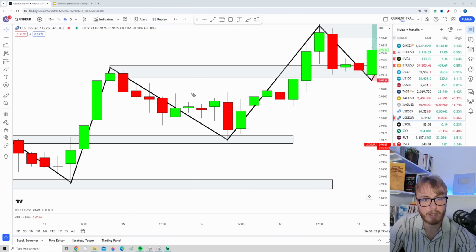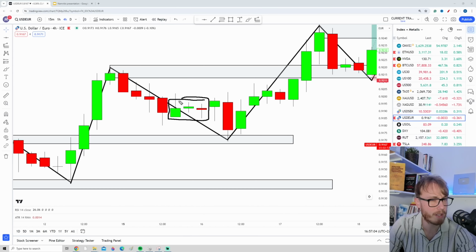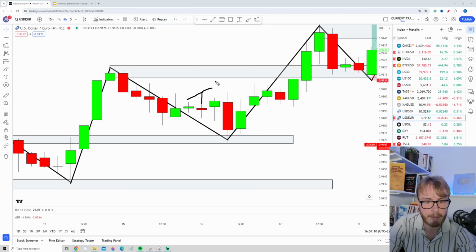But remember here, in order to have a valid hammer, we want the move before the hammer to be a downwards move. And in this case, we can actually see that the candles before the hammer were pretty much just going sideways. By the way, these two candles right here have a special name. They are called doji candles, and they basically represent market indecision. But for now, we can notice that we did not really see a downwards move from this candle.